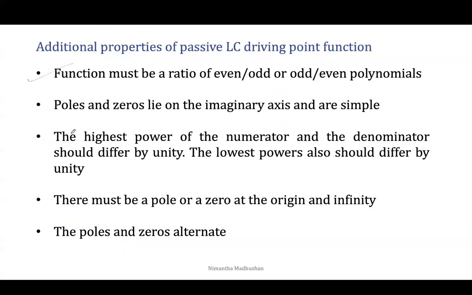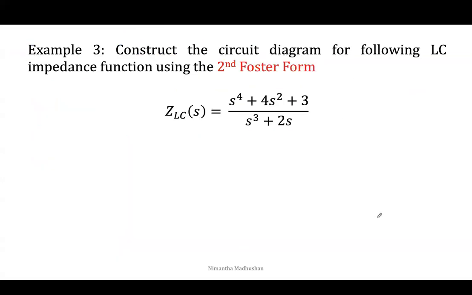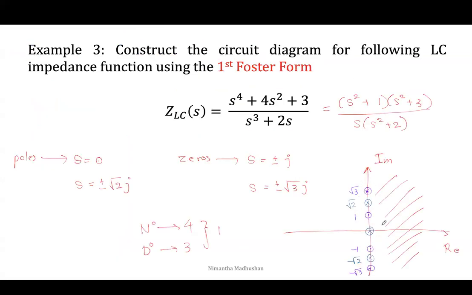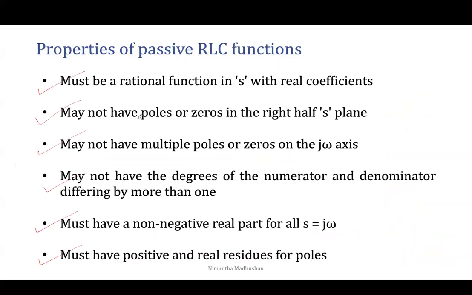Then the first one is satisfied, and the second one is poles and zeros lie on the imaginary axis and are simple. You can see all the poles and zeros lie on the imaginary axis and they are simple.